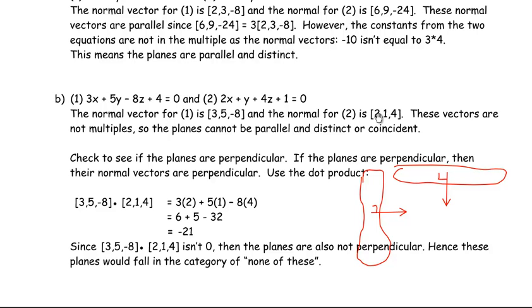If we take the dot product of these 2 vectors, it should equal 0 if the vectors are perpendicular. So I would go 3 times 2, plus 5 times 1, and then plus negative 8 times 4. So that's 6, that's 5, that's minus 32, which works out to negative 21. It isn't 0, so they're not perpendicular. So we would call these none of these. They're not parallel and distinct, they're not the same plane, and they're not perpendicular.